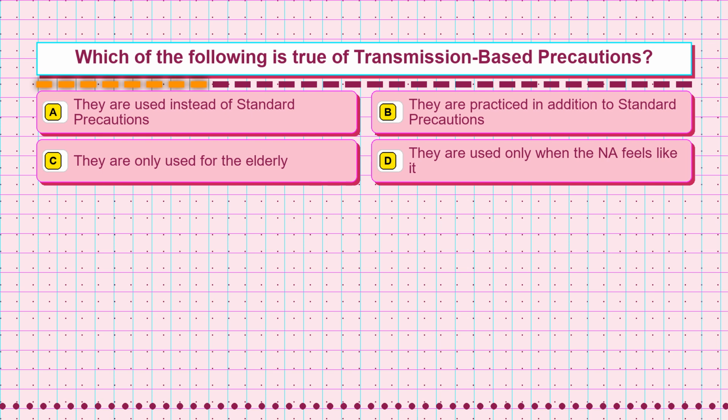Question 84. Which of the following is true of transmission-based precautions? Option A. They are used instead of standard precautions. Option B. They are practiced in addition to standard precautions. Option C. They are only used for the elderly. Option D. They are used only when the NA feels like it.